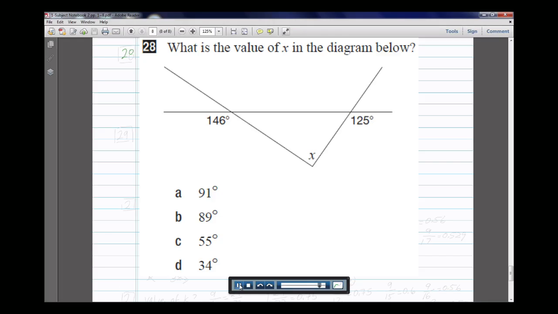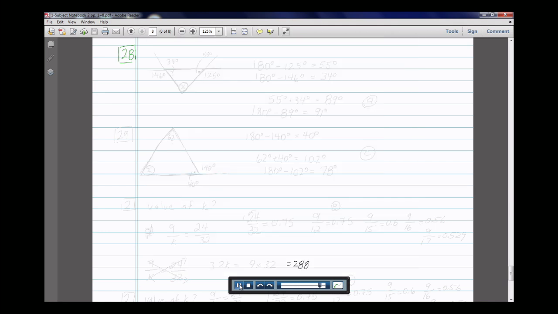On 28, multiple choice, there is a diagram that looks something like this, with a horizontal line and a V that makes a triangle with an extension. And this angle is 146 degrees. X is in here, and this is 125 degrees. So you can go through and work it out. Anytime you see a straight line, that is 180 degrees. You also know the sum of the angles in a triangle is 180 degrees.